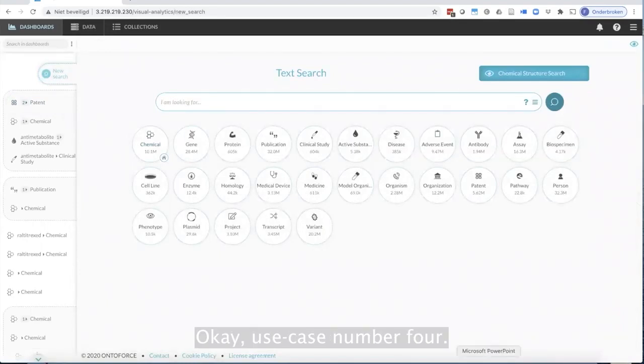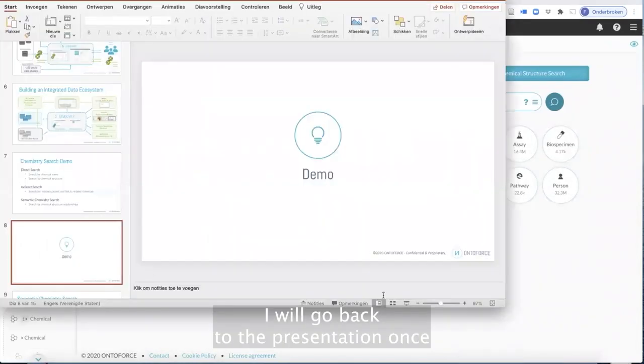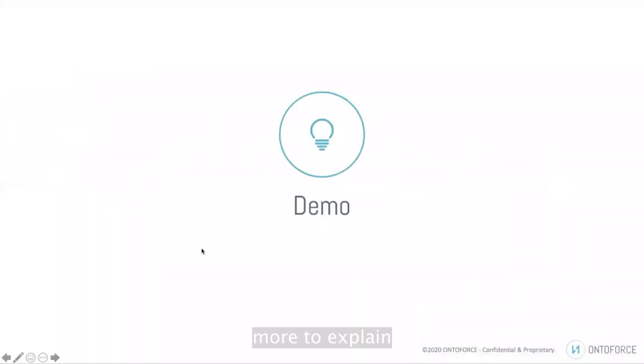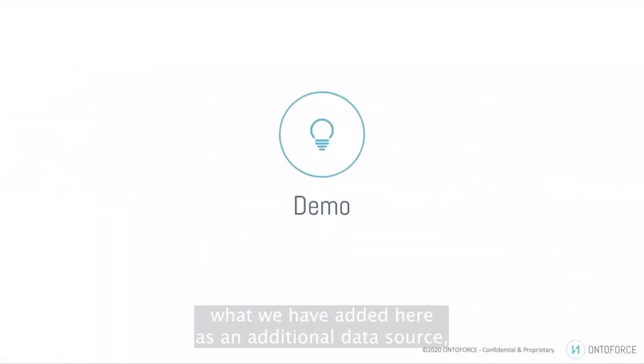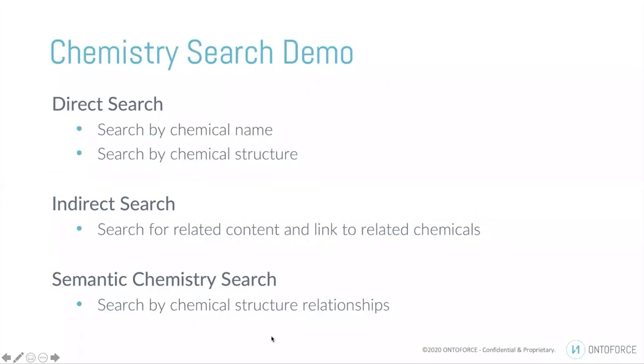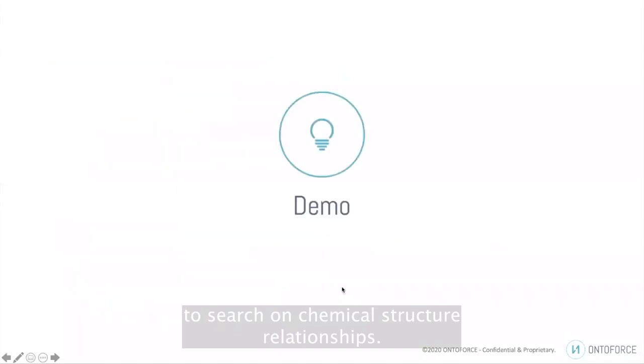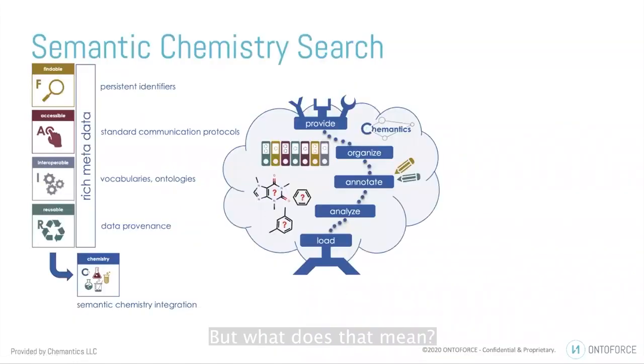Okay, use case number 4. I will go back to the presentation once more to explain what we have added here as an additional data source. I was explaining this indirect searching, which allows you to search on chemical structure relationships. But what does that mean? A little bit of explanation here.